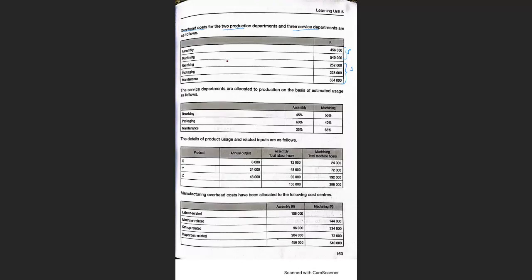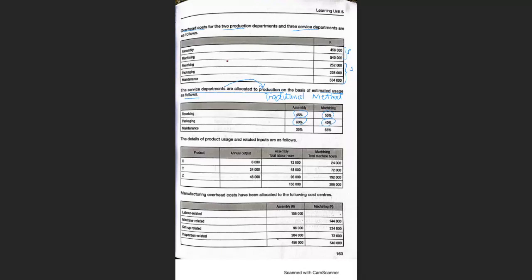Then they said to you, and this is what we will use for the traditional method. So in your textbook, please write that down. For this table, we will use it for the traditional method. What we're going to do is, they're saying to you in this table that the service departments are allocated to production on the basis of estimated usage as follows. So it's saying when we're taking the service department's costs and we're allocating it to the production departments, this is the percentage according to which we allocate the costs.